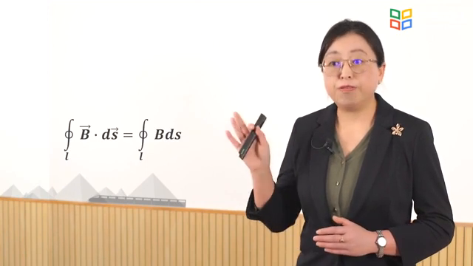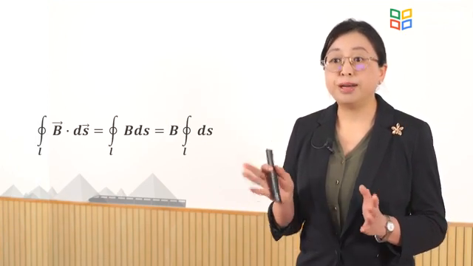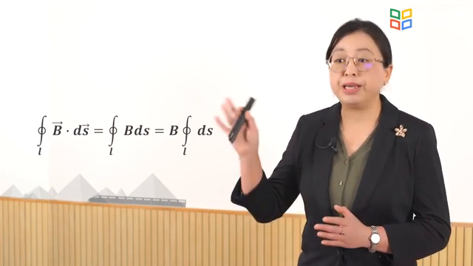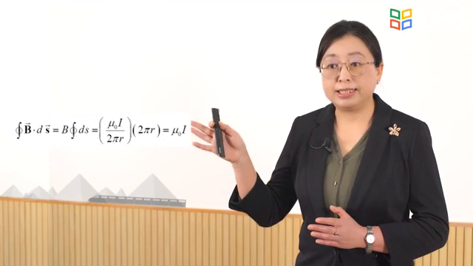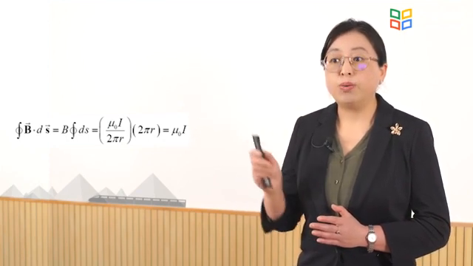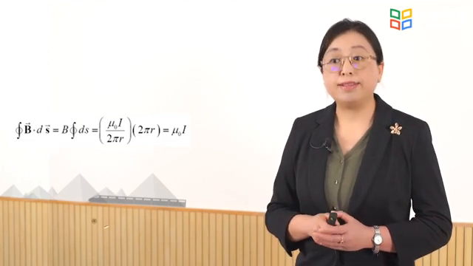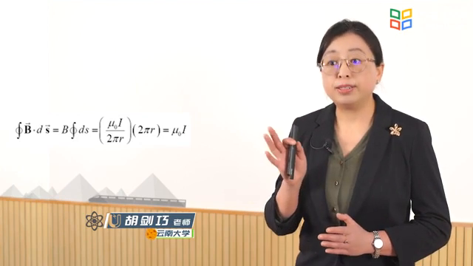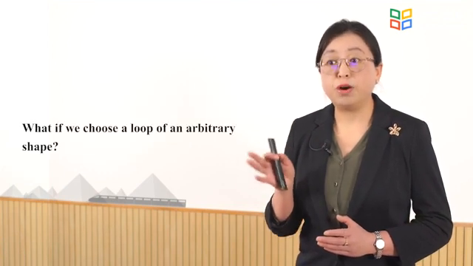Furthermore, the magnitude of B is constant on this circle. B could be removed from the integral sign. Therefore, the sum of the products B ds over the closed path is equivalent to B times the line integral of ds, where the integral of ds is equal to 2 pi r, which is the circumference of the circular path of radius r. In this case, you may notice that the path we choose is just following one particular magnetic field line. What if we choose a loop of an arbitrary shape?